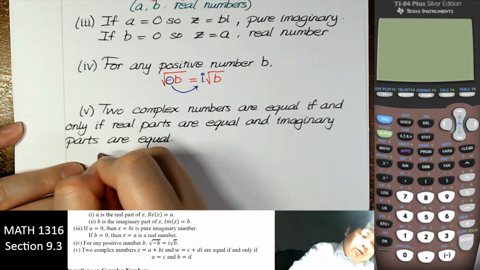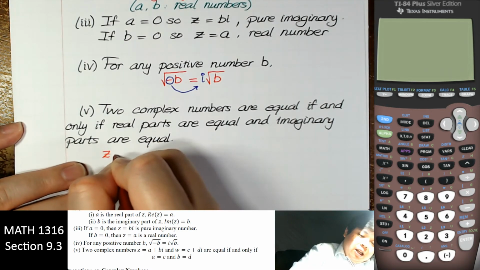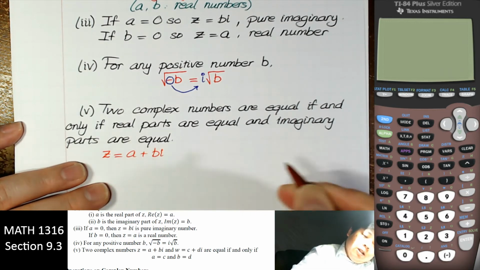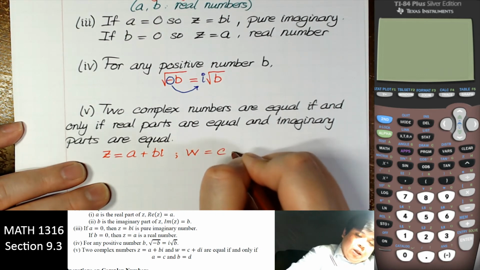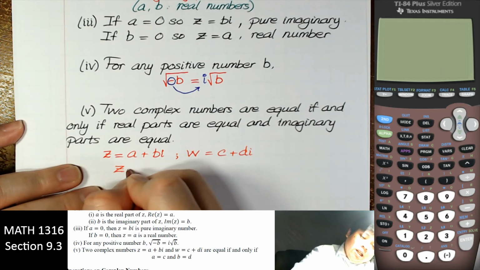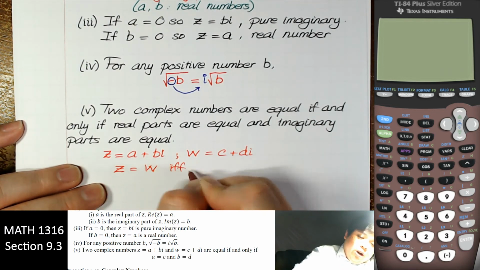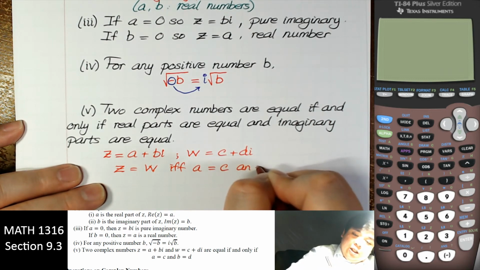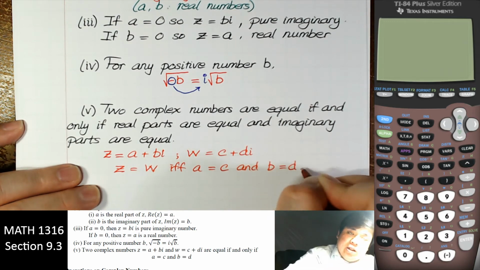So, for example, if we have z equal to a plus bi and w equal to c plus di, when we say z equal to w, if and only if a is the same as c and b is the same as d.